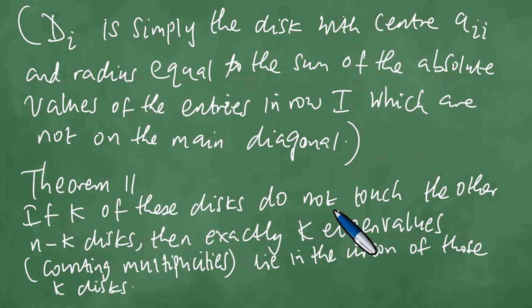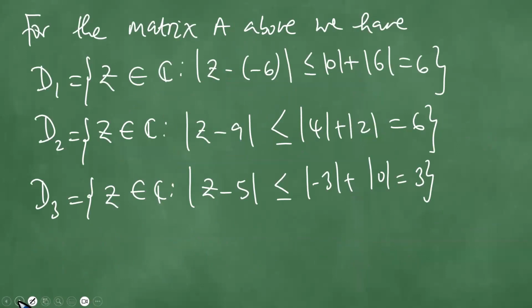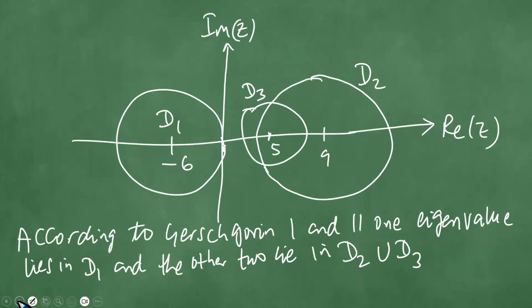Theorem two: if K of these disks do not touch the other N minus K disks, then exactly K eigenvalues counting multiplicities lie in the union of the K disks. This is very important, because if K of these disks do not touch the other N minus K, not all the disks touch. So obviously at this point, you can see that two of the disks touch, but the others don't.